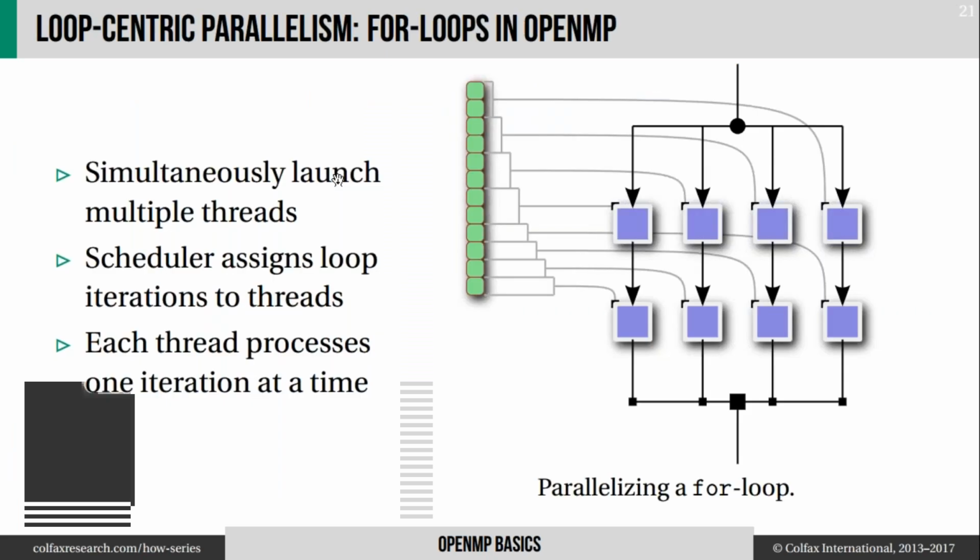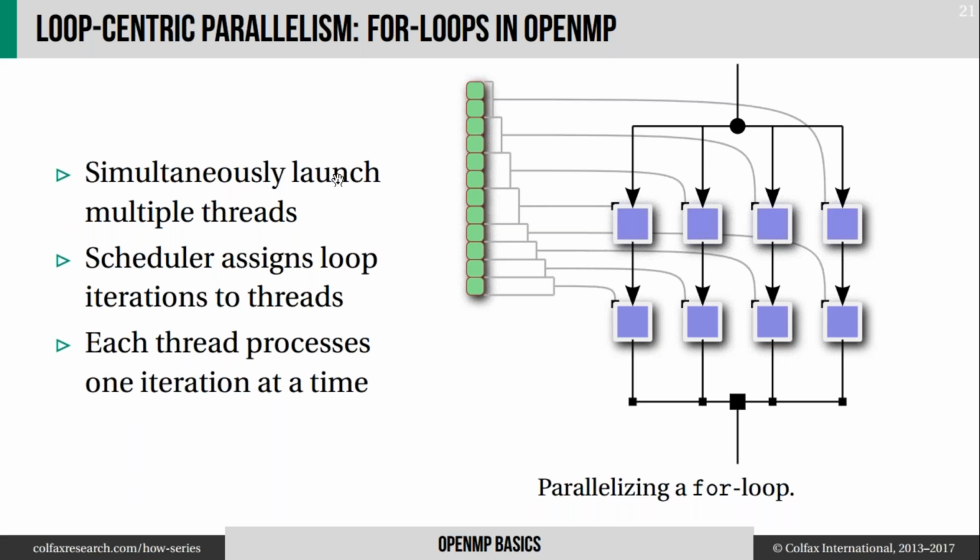Okay, so we know how to create threads. We know how to control memory sharing between them. Now, how do we distribute work across threads? There are many work sharing constructs in OpenMP, but probably the most used one is a parallel for loop.